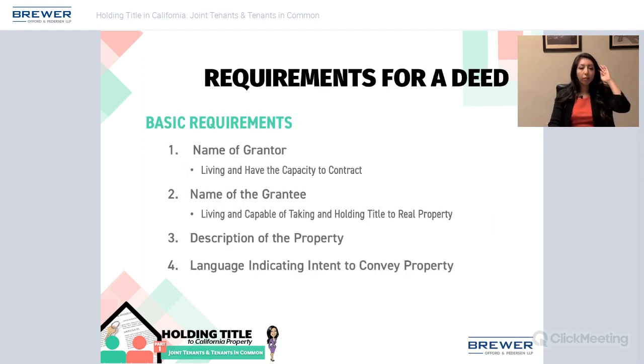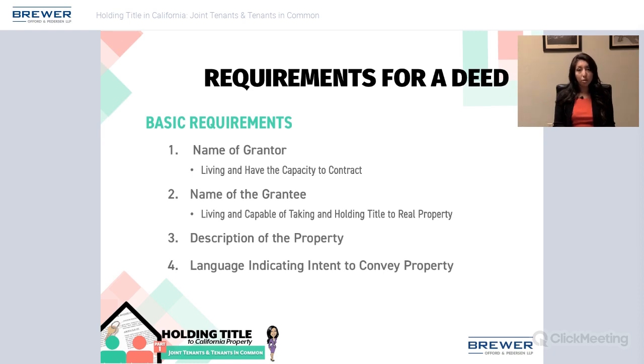Okay, so requirements for a deed. There are basic requirements for having a deed in the state of California. First, you have to have the name of the grantor, and they have to have the capacity to contract. So if, say, it's grandma or grandpa, and they don't have the mental capacity to enter into contracts, well, they don't have the mental capacity to execute a grant deed.